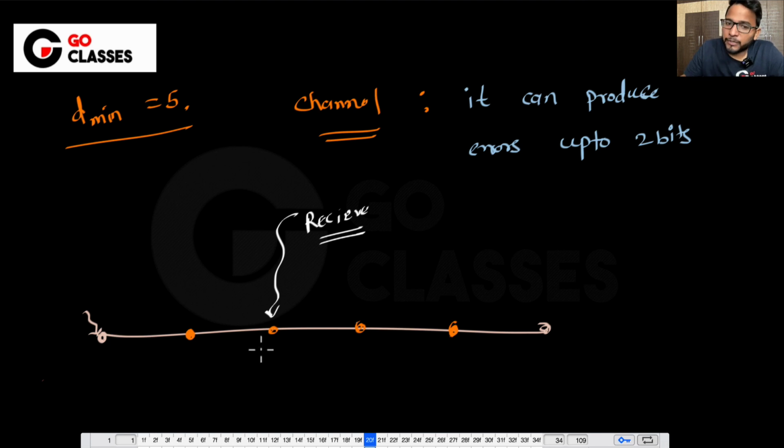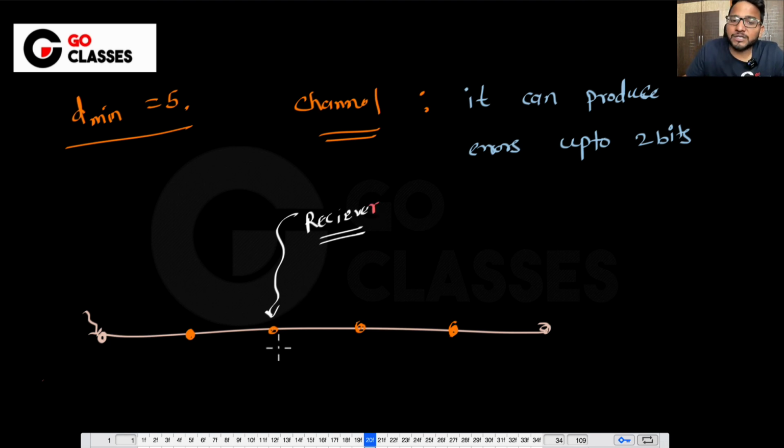See, you receive this, but you don't know what the sender just sent. You know that it is invalid because this is one of the invalid code words. So there must be an error, but you don't know how to correct it. My question is, can you help the receiver correct it?